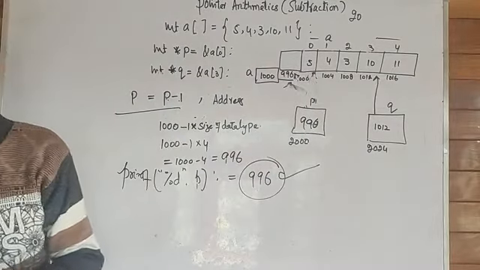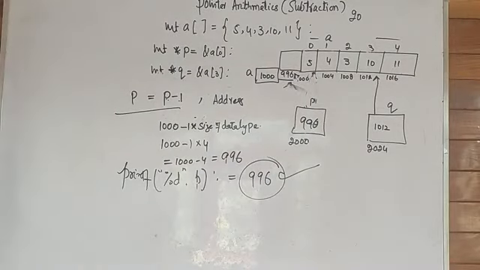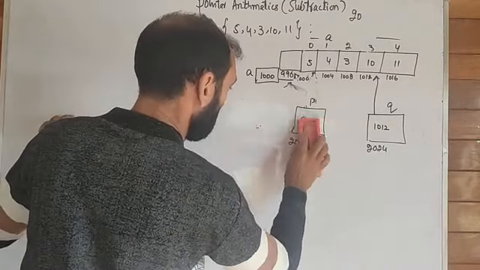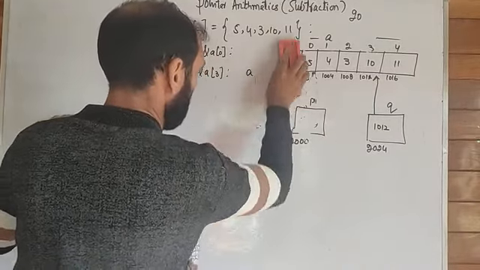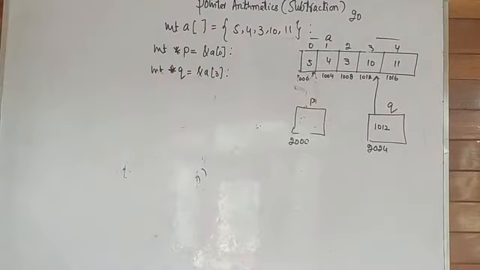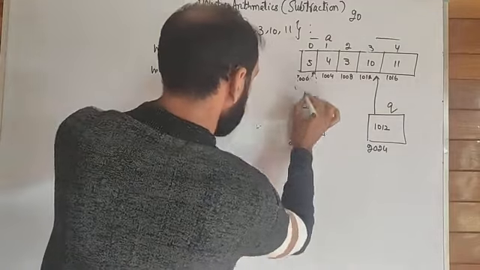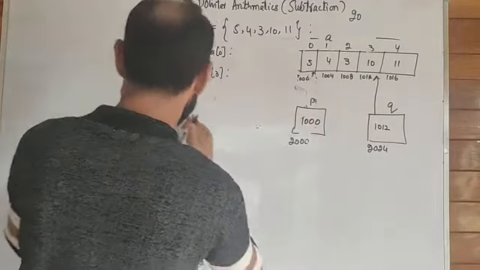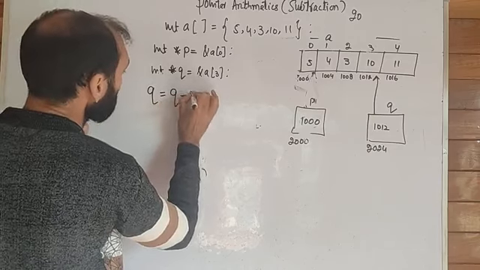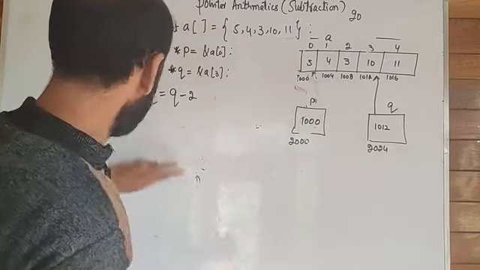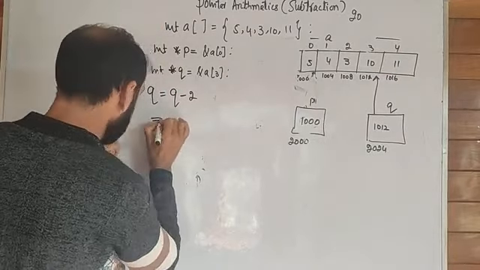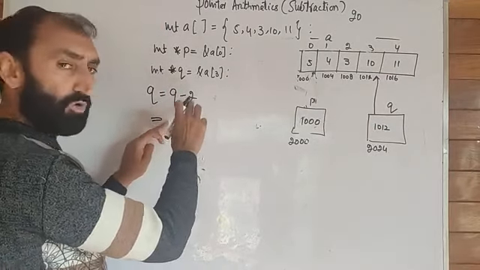Next, for example, the address of A of 0 is 1000. Now Q equal to Q minus 2. For example, execute the instruction Q equal to Q minus 2.